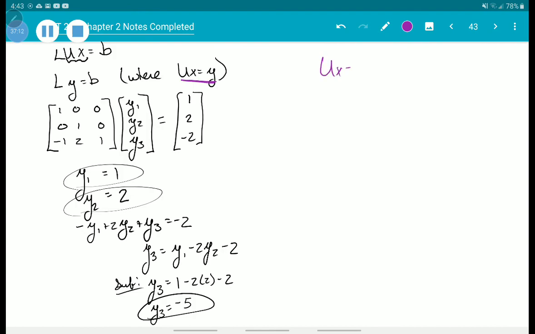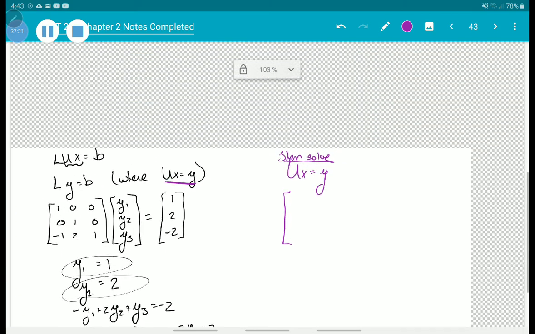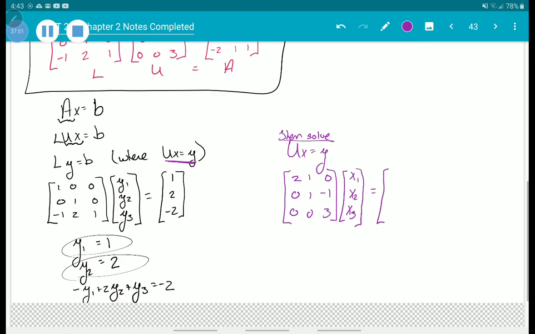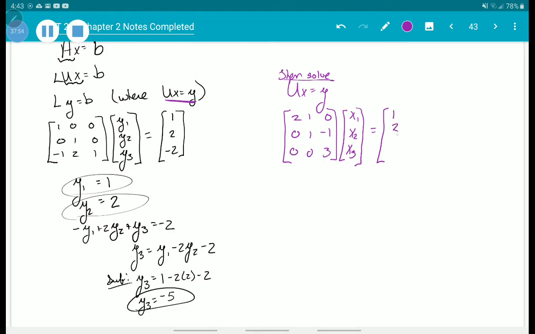So that's nice. But now we need to solve that other equation, Ux equals y. So then we're going to solve that. So U was our matrix 2, 1, 0, 0, 1, negative 1, 0, 0, 3. And we're looking for x. I believe we used XYZ in the original problem just to not get it confused with this y that was a dummy variable down here. I'm just going to call it x1, x2, x3. That has to be equal to y, and our y was 1, 2, negative 5.